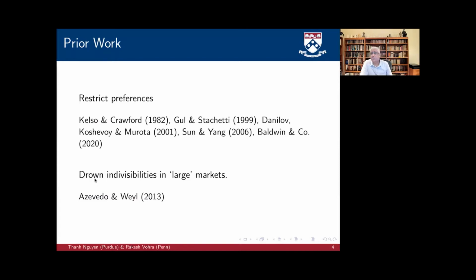The second approach to dealing with indivisibilities is to basically drown them by making the market very large. And if you think about the motivating application as being designing pseudo markets within organizations, it's hard to imagine that the organizations that one has in mind are going to be of the scale at which these papers, for example, Azevedo, Vale, and White, I apologize for leaving his name off, would be relevant.